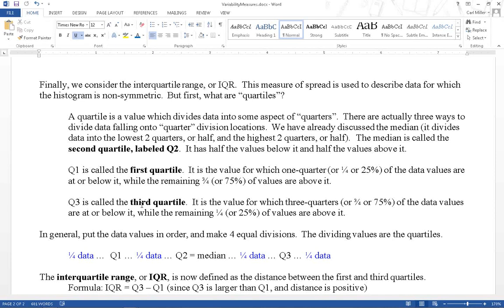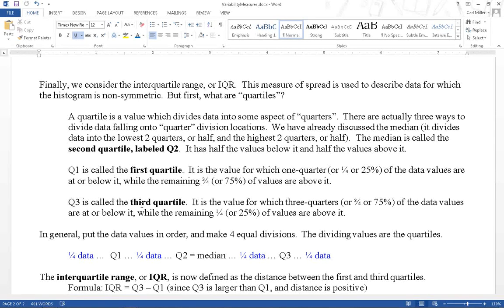Now, a quartile is a value which is going to divide data into some aspect of quarters, right? Because that's the root word. And there's actually 3 ways we can divide a data set into quarters. So you've got the first quarter, second quarter, third quarter dividing points, okay? Now, we've already discussed the median, and that would be like 2/4 of the values of the data are below it. The other 2/4 or half of the data values are above that. So the median is actually the second quartile.